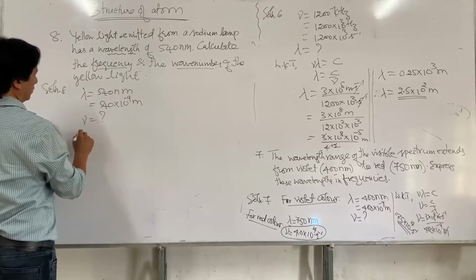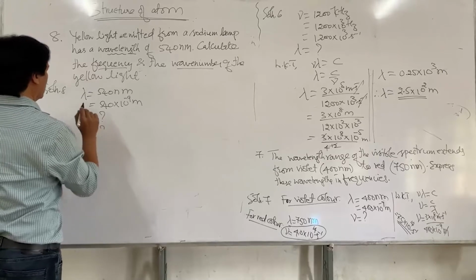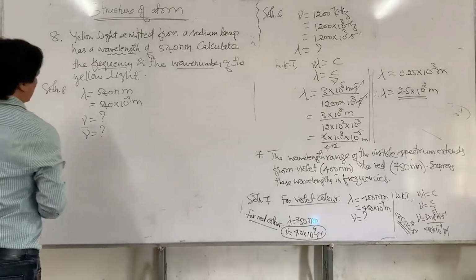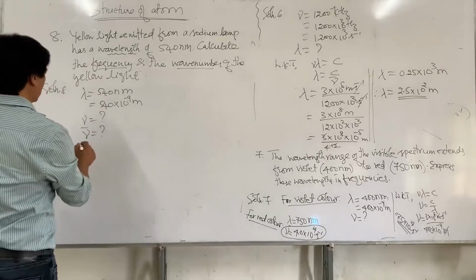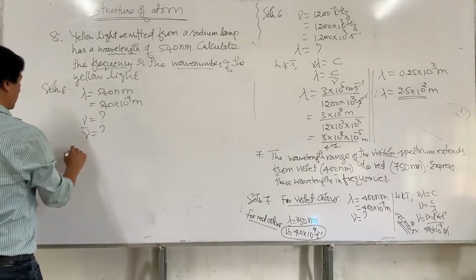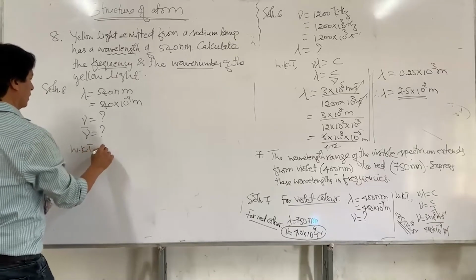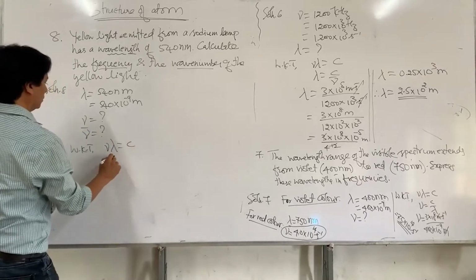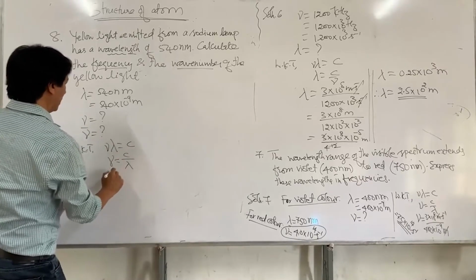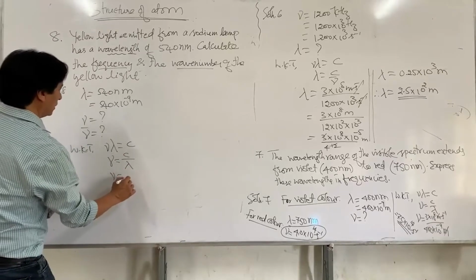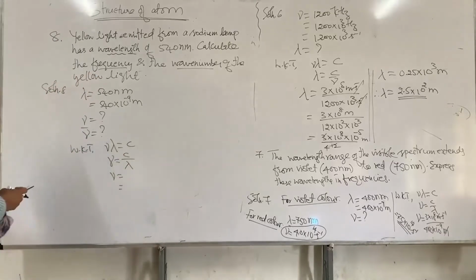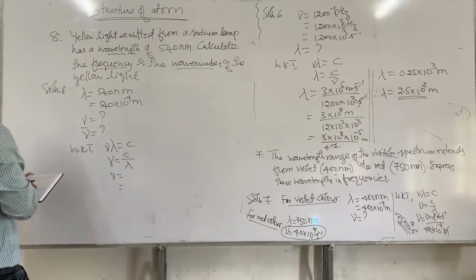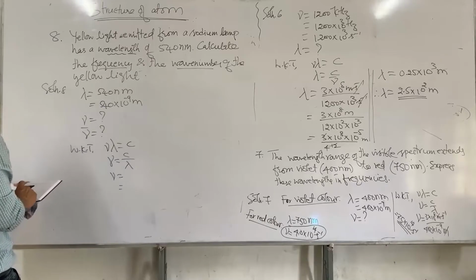And you're also required to find the wave number. Now you can easily find the frequency by applying the same rule. So let's put it this way. We know that nu lambda is equal to C, and nu is equal to C upon lambda. When you do the substitution here, the final answer which I have got is this one.